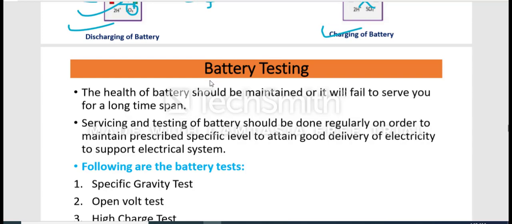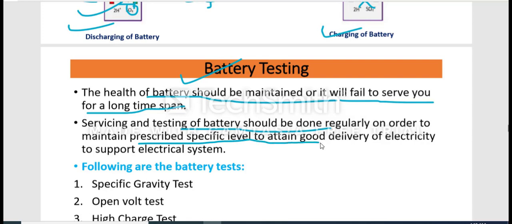Now the next point is battery testing. As the battery gets discharged because of usage, you have to maintain the battery health. The health of the battery should be maintained, otherwise it will fail to serve for a long span of time. So servicing and testing of the battery should be done regularly in order to maintain the prescribed specific level to attain good delivery of electricity to support the electrical system. Hence maintenance is important for the battery.